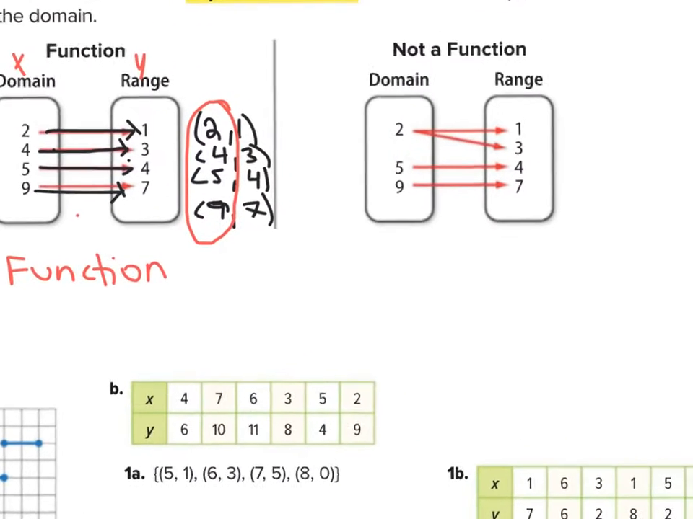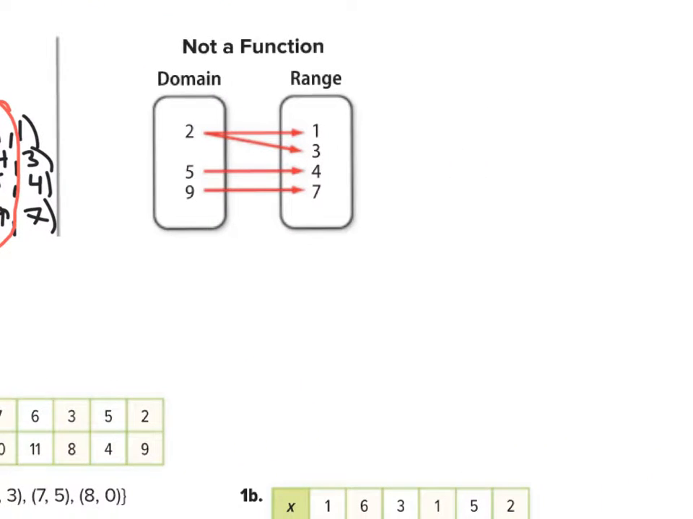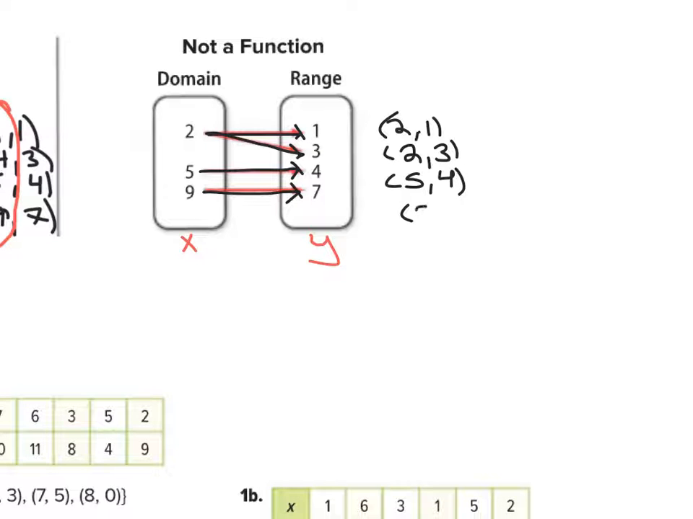Let's take a look at another one. My domain is on the left, those are my x's. My range is on the right, those are my y's. My first point is 2, 1. Now this is a little tricky. My 2 also goes to a 3, so that is a way of writing a second point of 2, 3. My third point is 5, 4. And my last point is 9, 7.